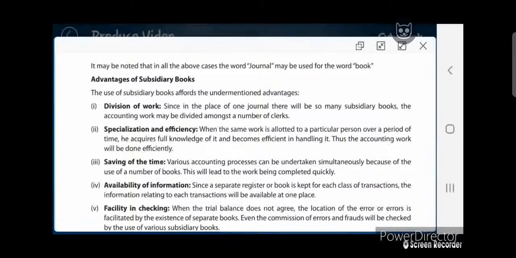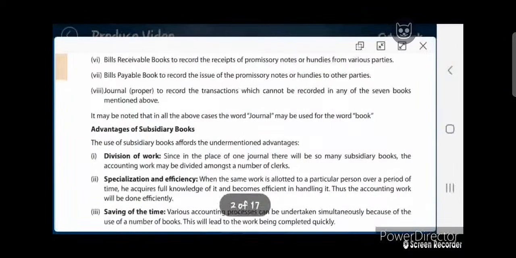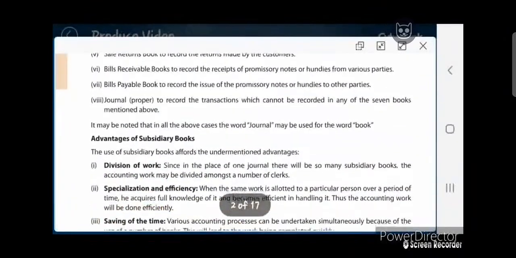We note that in all the above cases the word journal may be used for the work book. So only journal can be used for the work book.